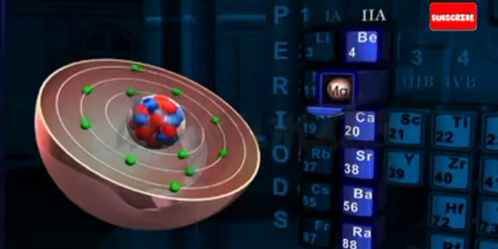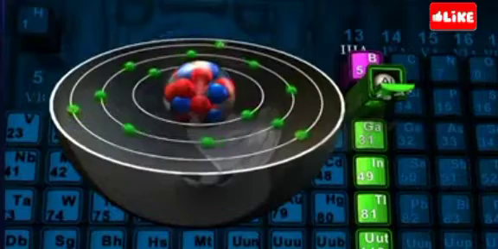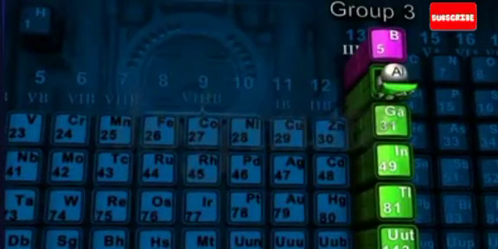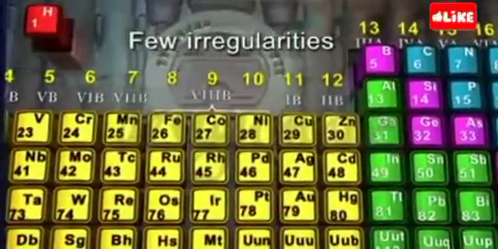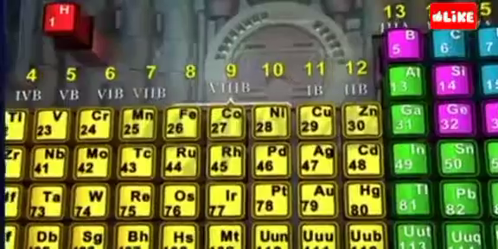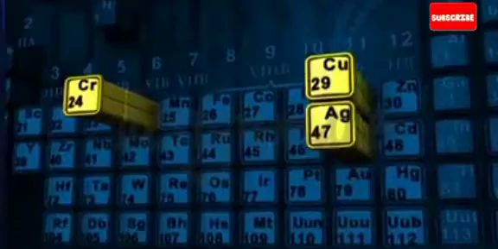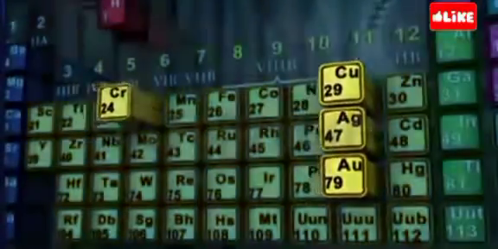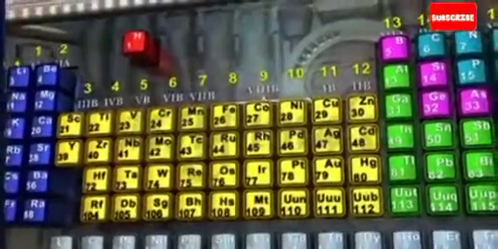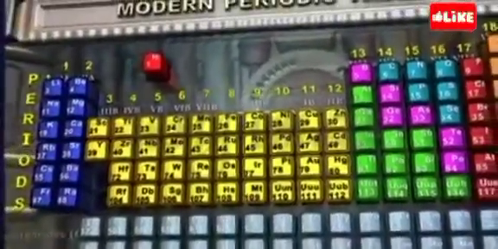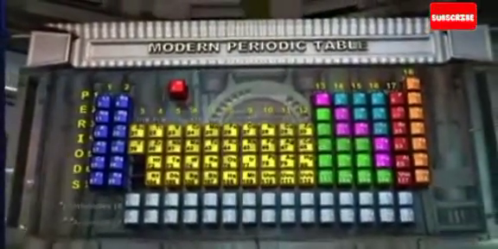Magnesium with 2 valence electrons is placed in group 2. Aluminum with 3 valence electrons belongs to group 3, and so on. However, there are a few irregularities shown by some elements in their configurations, such as chromium, copper, silver, gold, etc., which we'll study in a separate topic. Despite these irregularities, it is possible to predict the position of most of the elements in the periodic table from their configurations and vice versa.